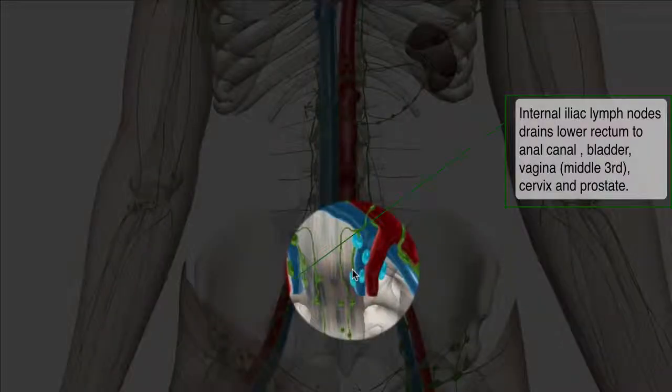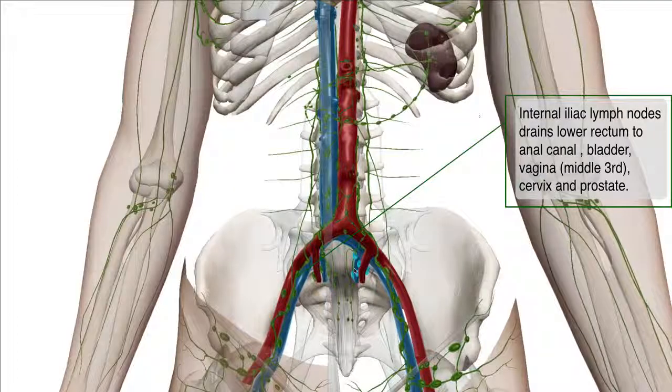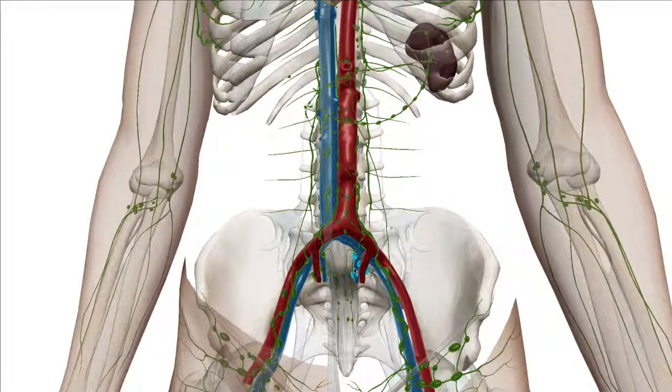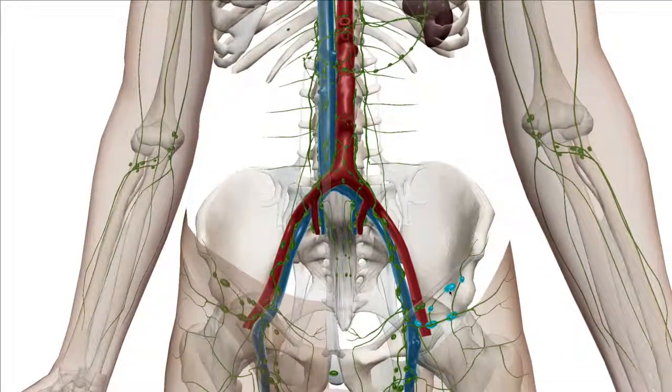Here are your internal iliac lymph nodes, where they usually drain the lower rectum to the anal canal, usually above the pectinate line, the bladder, vagina, especially the middle third, and the cervix and prostate. And also you have the superficial inguinal lymph nodes. Here are your inguinal lymph nodes. Those are the superficial inguinal lymph nodes.